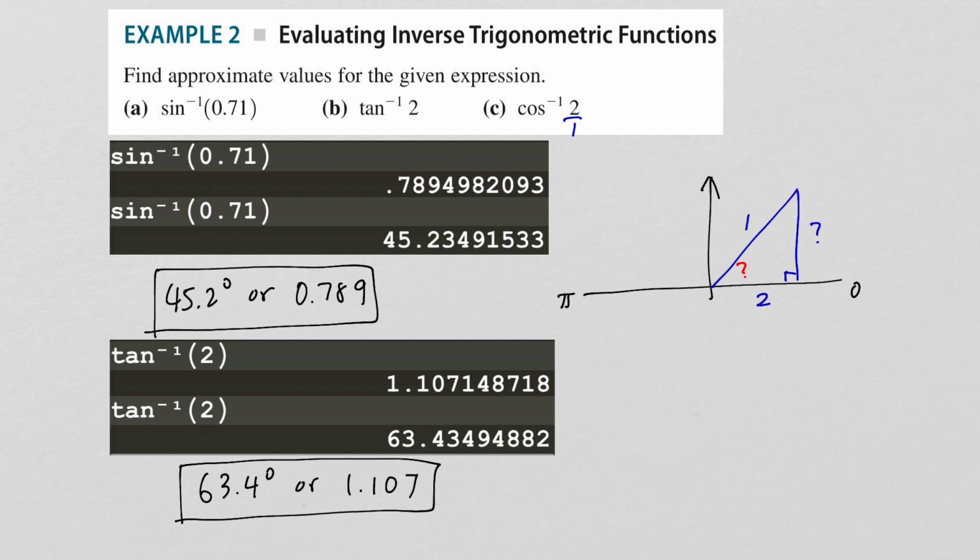But look at this picture. Something really doesn't look right about it. And the problem is that if you have a right triangle, the hypotenuse has to be the longest side. 1 is not longer than 2. So this is simply not possible, right? So inverse cosine of 2 simply does not exist.